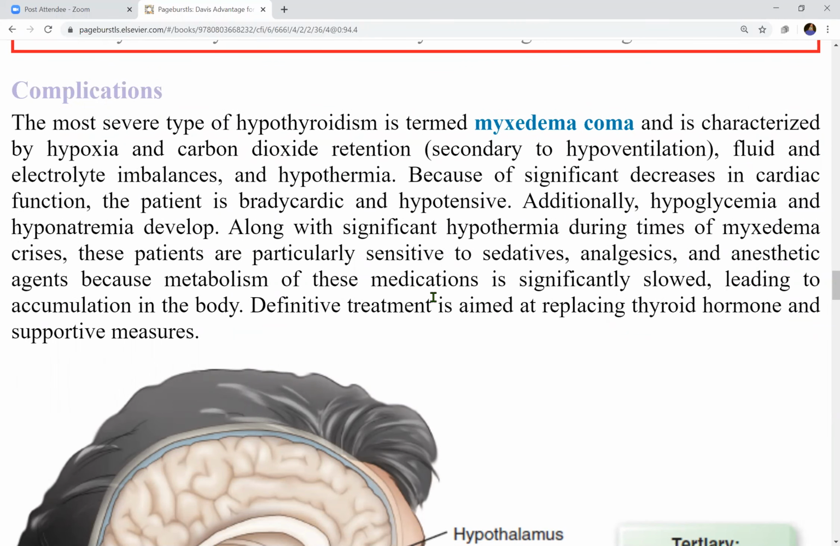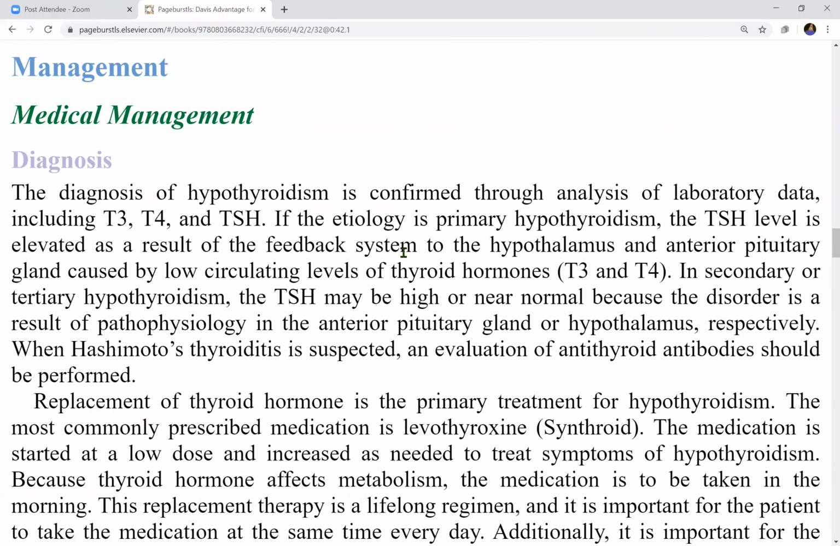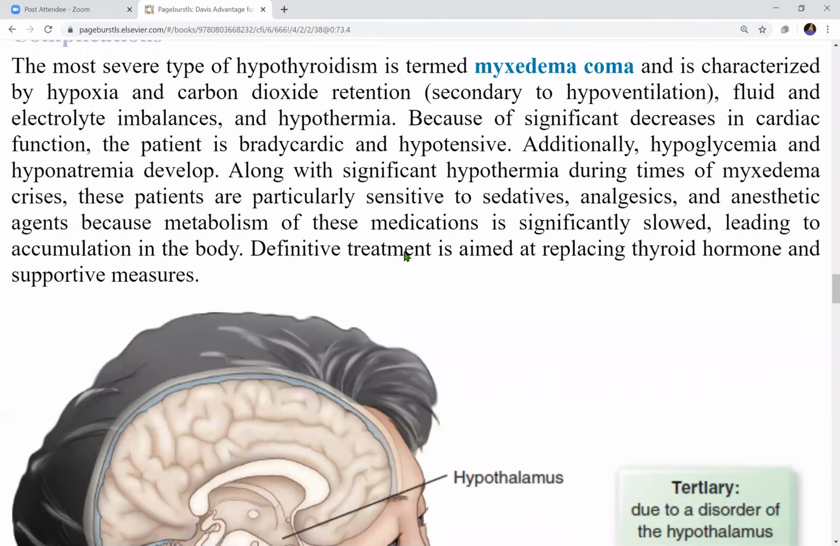Complications will be, think of a really severe form of hypothyroidism, which is called myxedema coma. So imagine the signs and symptoms we talked about earlier, and then making them really extreme: really extreme bradycardia, really extreme low blood pressure, really extreme low mental activity, right? GI activity, everything is low. So what will that patient look like?